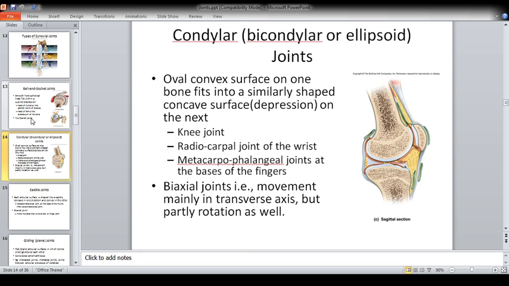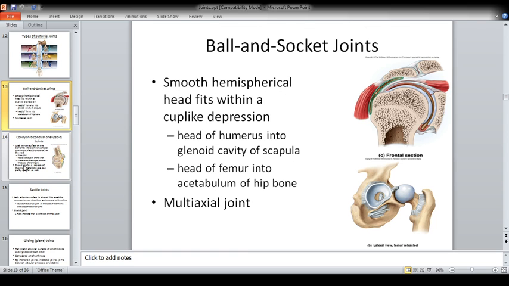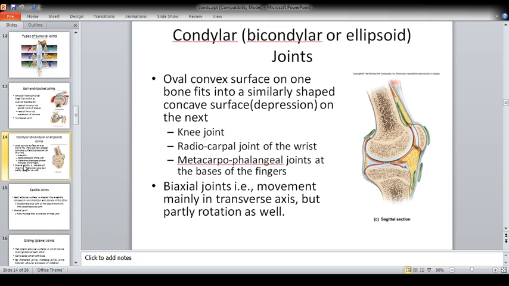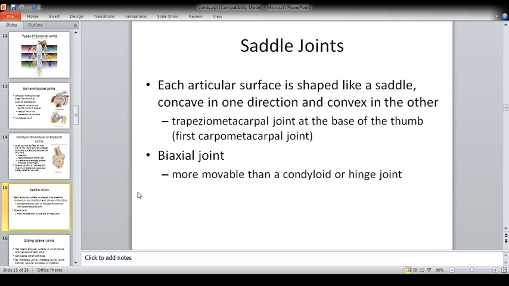So remember, ball and socket, multi-axial movement; condylar, biaxial, transverse movement and some degree of rotation. Then comes the saddle joint. In a saddle joint, each articular surface is shaped like a saddle, concave in one direction and convex in the other direction. The joint between the trapezium and the metacarpals, the trapezium being one of the carpals, at the base of the thumb, which is the first metacarpal joint, is an example of the saddle joint.